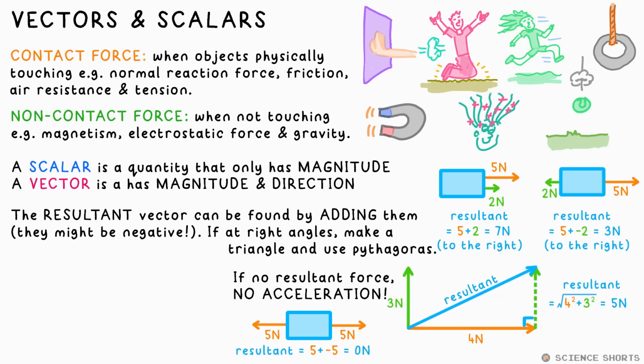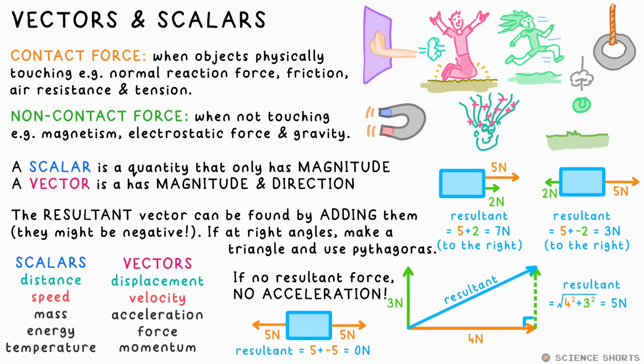If a measurement or quantity just has magnitude but no direction, it's not a vector, but it's called a scalar instead. Here are some examples of both. Note that displacement is distance travelled with a direction, while similarly, velocity is a vector form of speed.